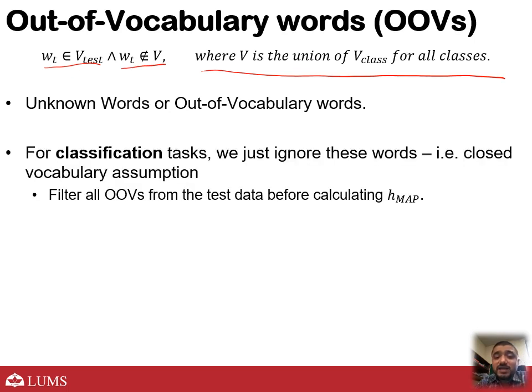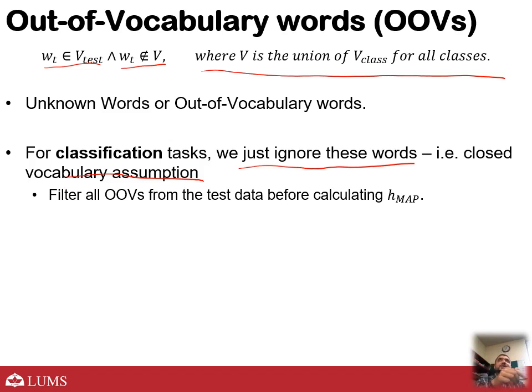So for classification tasks, अब ये बड़ा important है, इस बात को इसी तरह से समझना. For classification tasks we just ignore these words. That is closed vocabulary assumption. हम assumption ये ले लेते हैं यहाँ पर कि बस वही words टेस्ट डेटा में आ सकते हैं जो ट्रेनिंग में आए थे, और कोई वर्ड आएगा तो इग्नोर कर देंगे आप. ठीक है.